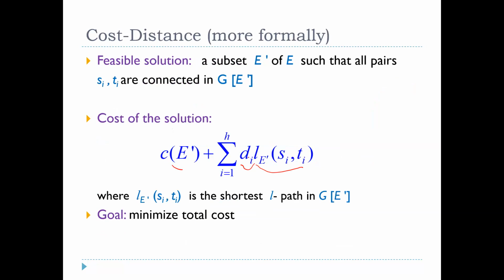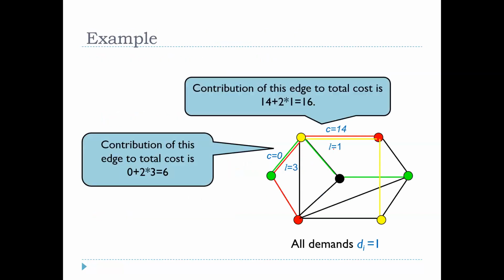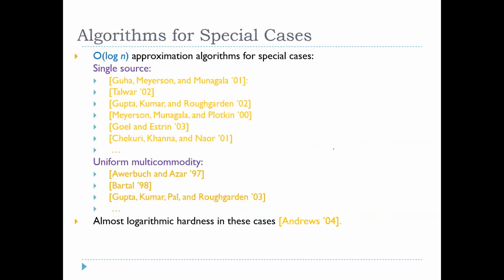You want to send the demands, d_i, for each pair i, along the shortest path between them; that's the routing cost that you are paying. This was an example that we discussed. We talked about some special cases.